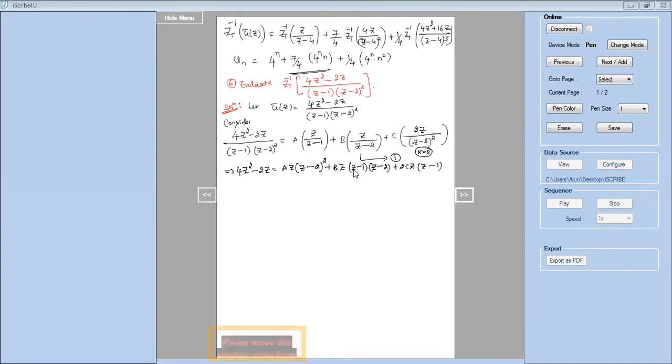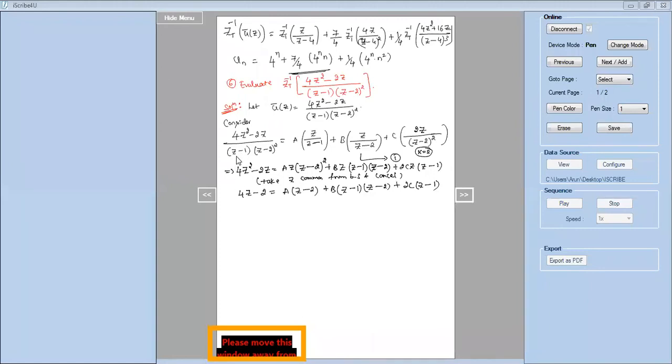Now see, here also z. So I can cancel z on both sides by taking z common from both sides and cancel. We get 4z − 2 equals, right hand side, A into (z − 2)² plus B into (z − 1)(z − 2) plus 2C into (z − 1). Either side I am cancelling z. Now find the values of A, B, C by giving a value for z.